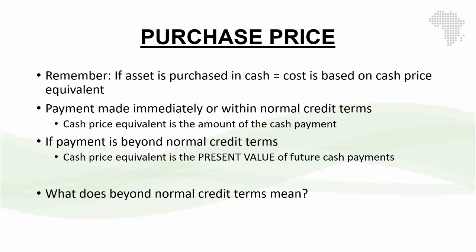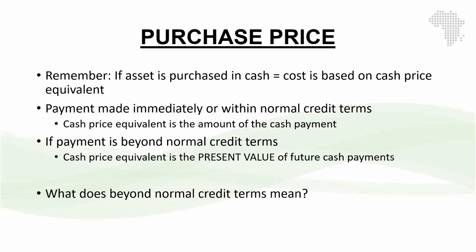That's normal credit terms. It is also possible that a supplier says, okay, you can pay me over 3 months. So then we pay a portion at the end of January, a portion at the end of February, and a portion at the end of March. It is still normal credit terms. In this case, I use the cash price equivalent of the amount that I'm actually paying.